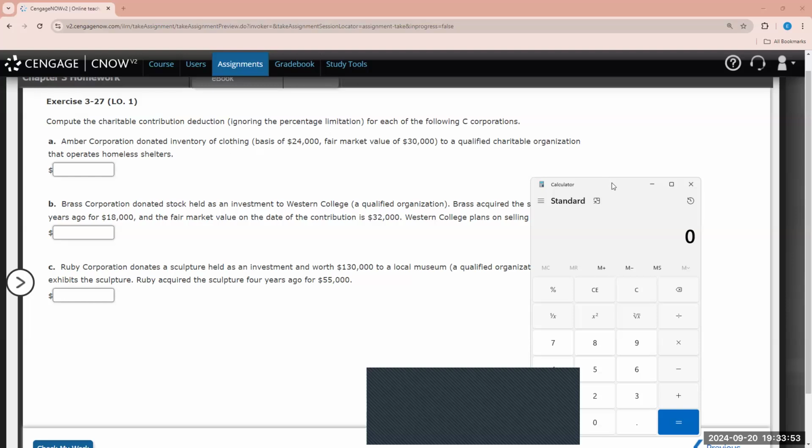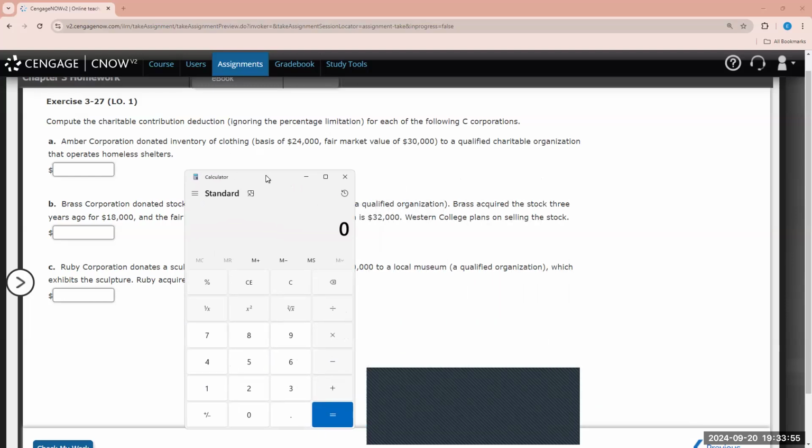And again, they donated inventory. The first scenario would be $24,000, which represents the basis. From there, we would add 50% of the appreciation. The appreciation is 30,000 minus 24,000, which is 6,000. We multiply it by 50%, and we would add this amount to the 24,000, and that would give us 27,000. So we essentially claim the lesser of the two.